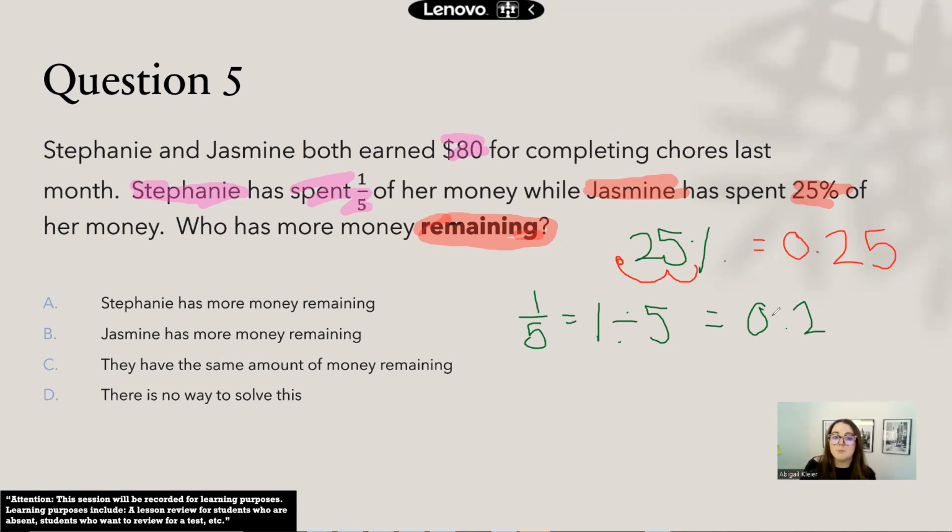So what is a bigger number here? Who spent more? Well, 0.25 is a bigger number than this 0.20 over here. So we know that Jasmine spent more money. So if Jasmine spent more money, then who has more money remaining? If Jasmine spent more, that means Stephanie has more money remaining than Jasmine. So that's how you would answer question number 5. Again, return to baseline of decimal form. Decimal is the easiest way to compare between the three forms.